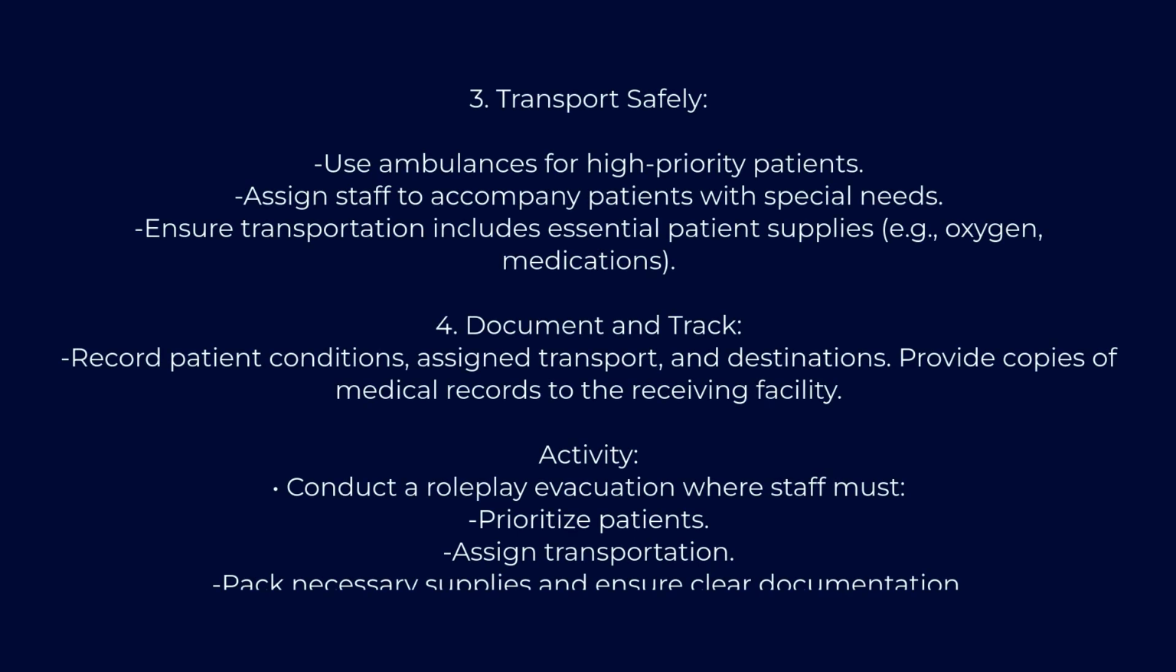3. Transport safely. Use ambulances for high-priority patients. Assign staff to accompany patients with special needs. Ensure transportation includes essential patient supplies, e.g., oxygen, medications. 4. Document and track. Record patient conditions, assign transport and destinations, provide copies of medical records to the receiving facility. Activity. Conduct a role-play evacuation where staff must prioritize patients, assign transportation, pack necessary supplies, and ensure clear documentation.